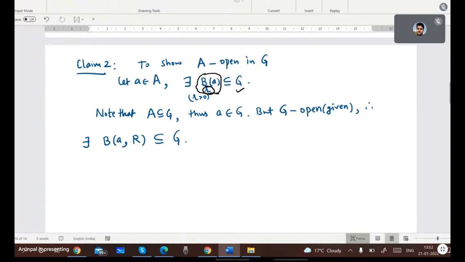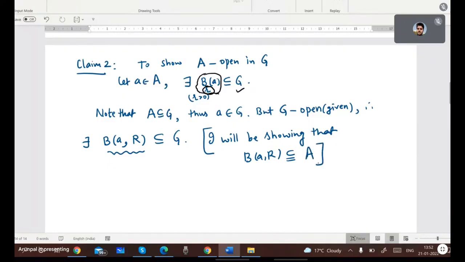Class, I will be showing you that actually B(a, r), this ball itself, is the ball which I am looking for. I will show you that this ball is actually sitting inside A.